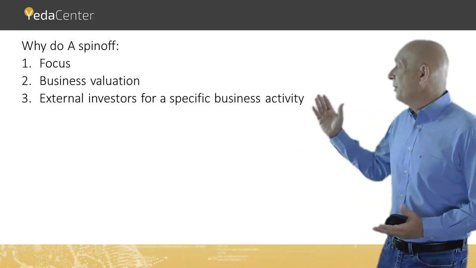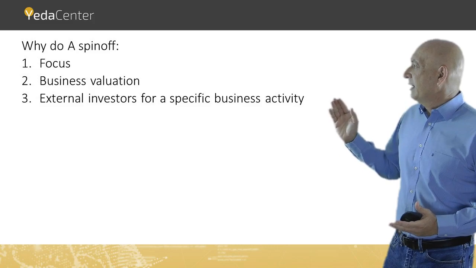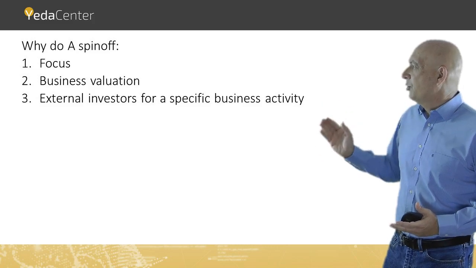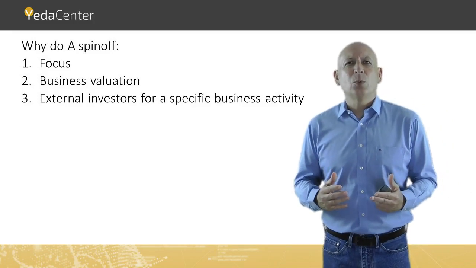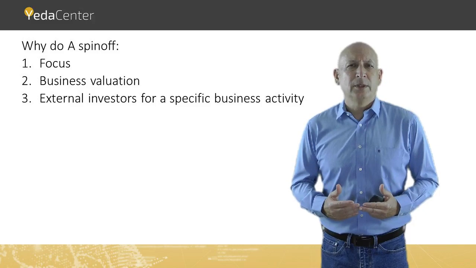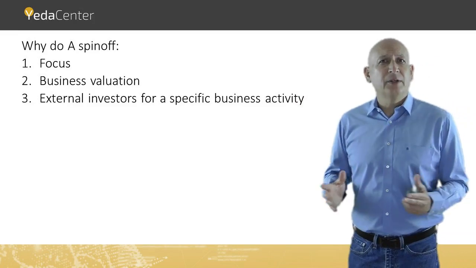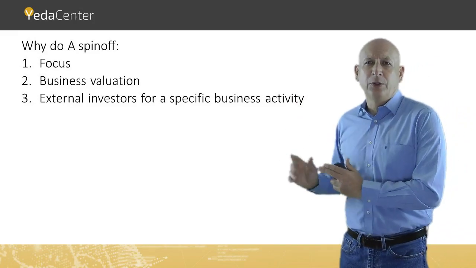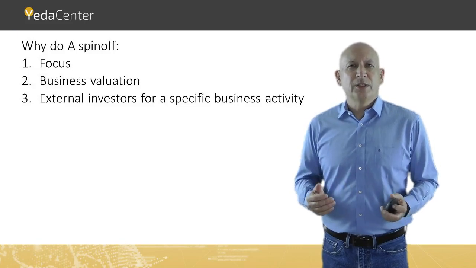Why do we do spin-offs? So there are three main reasons. The first one is focus, the second one is business valuation, and the third one is in case we would like to bring external investors to one of the business units or maybe more. Again, those are three reasons. There are others, but we're going to focus on those. So let's dive into the first reason, focus.